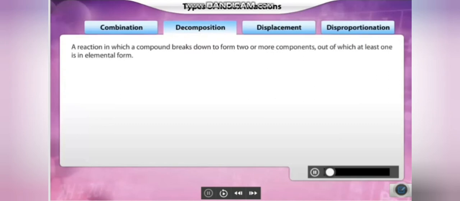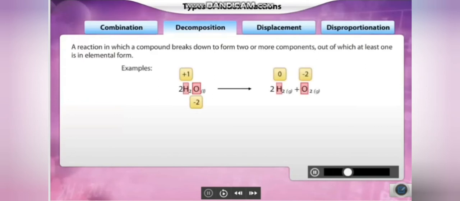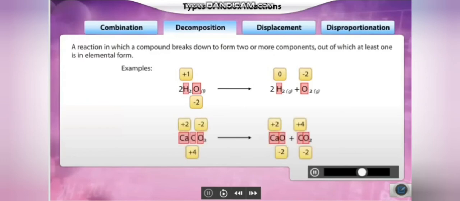Decomposition reaction, in which a compound breaks down to form 2 or more components, out of which at least one is in elemental form. Decomposition of water is an example where hydrogen and oxygen are the products with different oxidation states. Not all decomposition reactions are redox reactions. Calcium carbonate giving calcium oxide and carbon dioxide, where the oxidation state of all the atoms does not change.